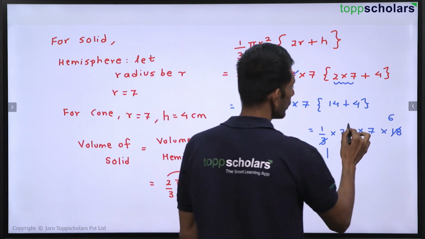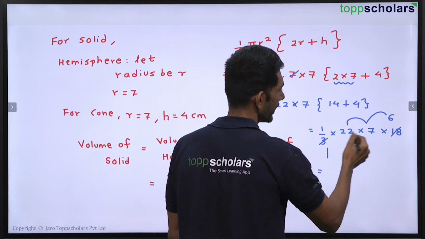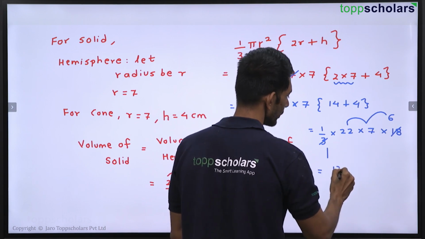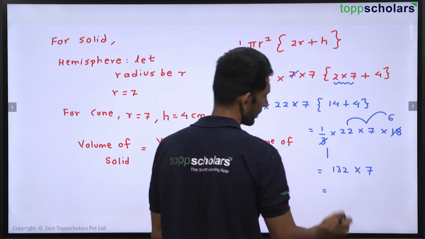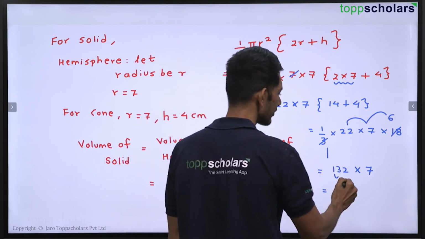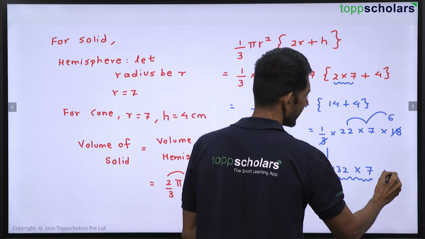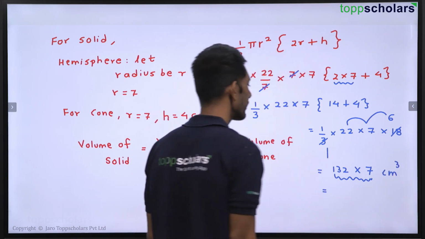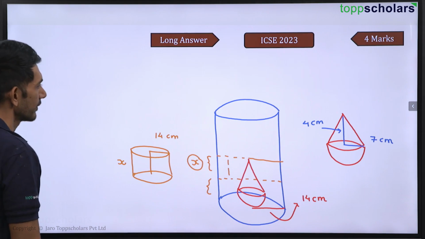So 22 into 7 into 6. 22 into 6 is 132 and then into 7, correct? You can solve this further, or else if you want to keep it, you can keep it like this, because anyways we are going to solve this further. So 132 into 7 cubic centimeter. This is the volume of the solid, that is 132 into 7 cubic centimeter.